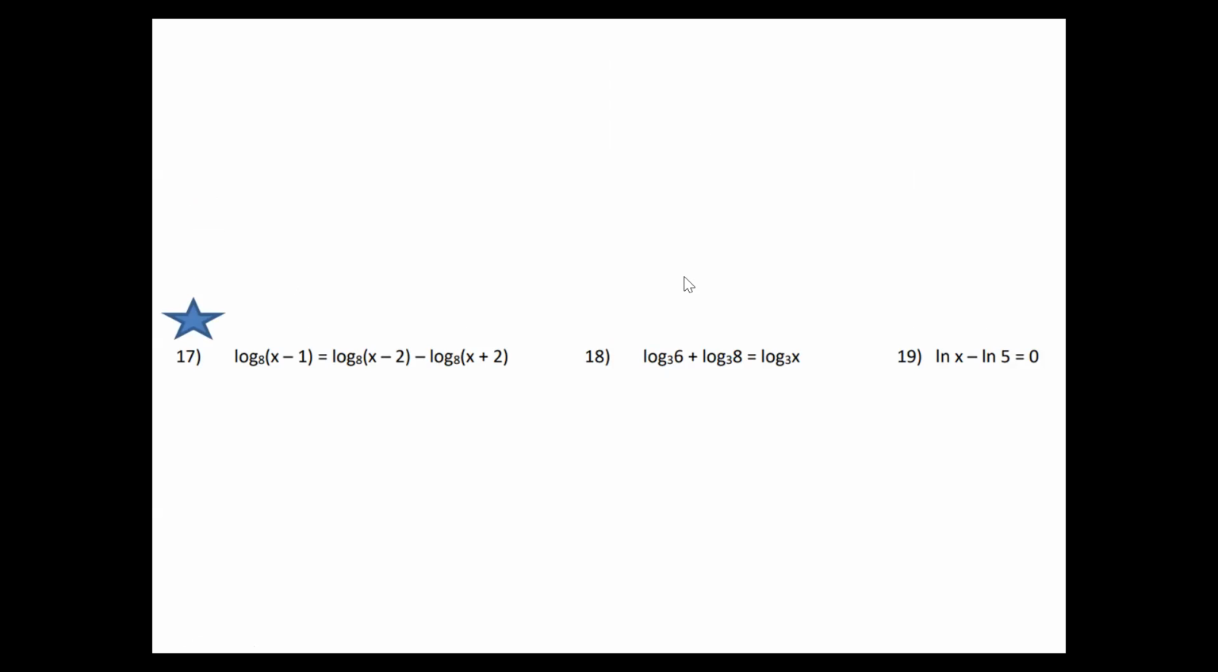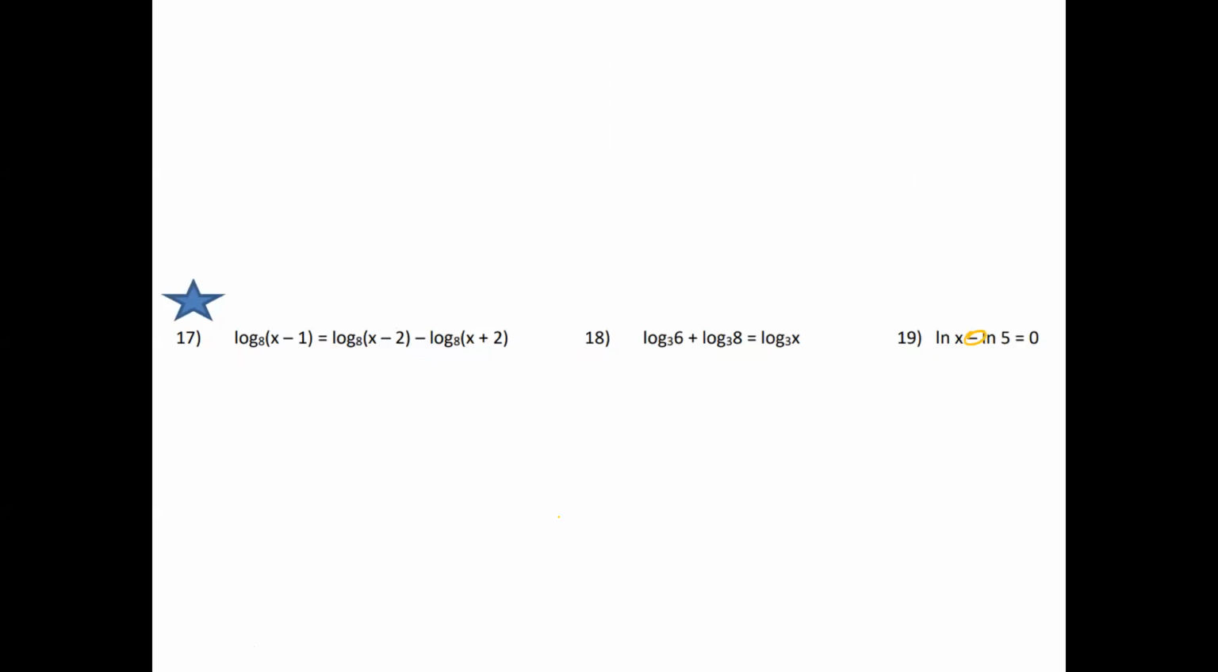All right, so let's go ahead and move on to the next piece. Okay, so for number 19, taking a look at number 19, you have ln x minus ln 5. So for this one, there is a minus right here. So immediately, I hope you're thinking about division. So have ln of x divided by 5 equals 0.